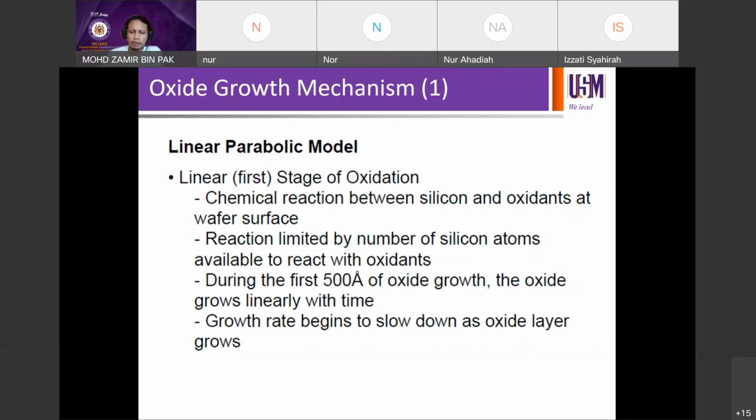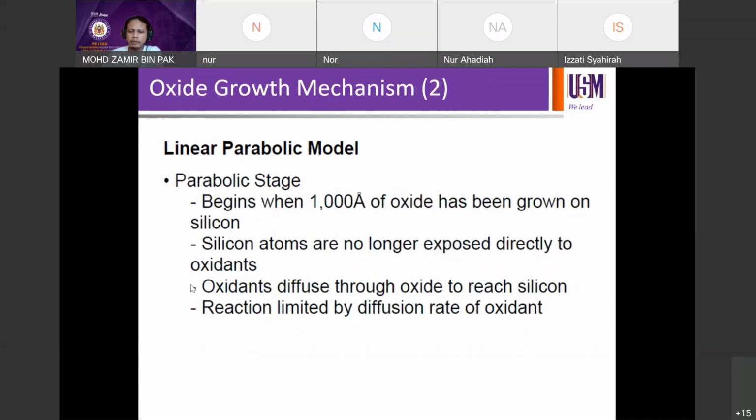So the growth rate begins to slow down as the silicon dioxide grows thicker and thicker. Then it enters a parabolic stage where the reaction slows down. It's no longer linear, but slows down in terms of the rate and the gradient. It typically begins around 500 angstrom, or about 1000 angstrom of oxide thickness.